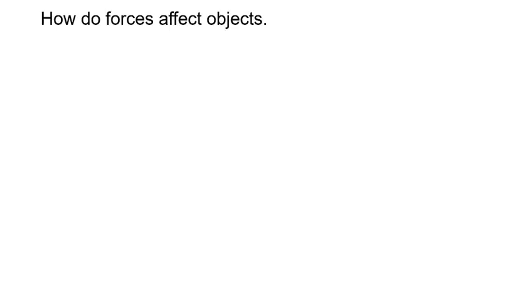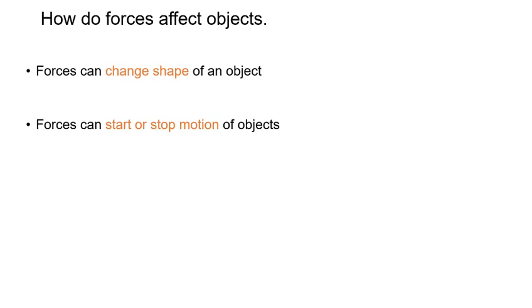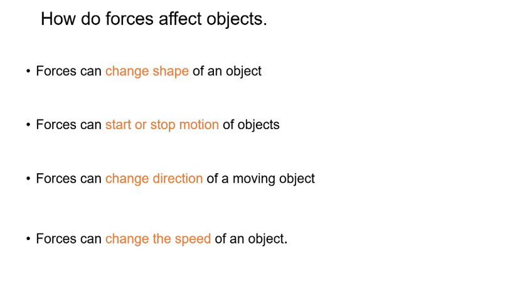How do forces affect objects? Objects can be affected in many ways because of forces. Let us look at all the effects of forces. Forces can change the shape of an object. Forces can start or stop the motion of an object. Forces can change the direction of an object that is already in motion. Forces can change the speed of an object.